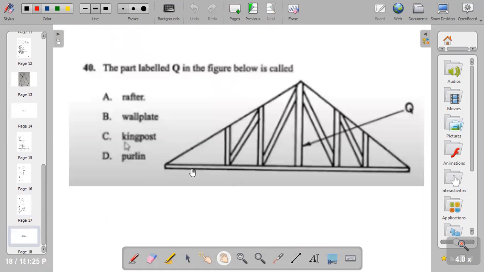Then the last question, which is question 40. The part labeled Q in the figure below is called A, rafter, B, wall plate, C, king post, D, purlin. The part labeled Q is the highest member in the roof and is known as the king post.